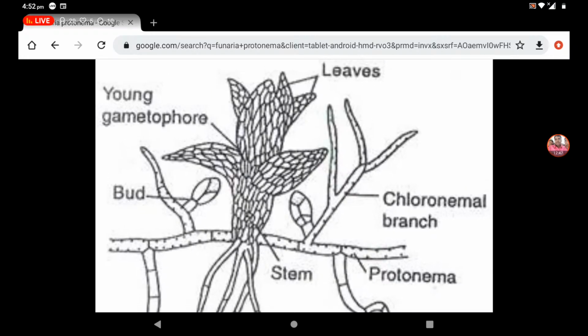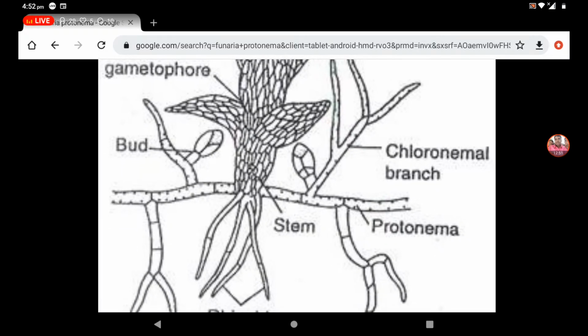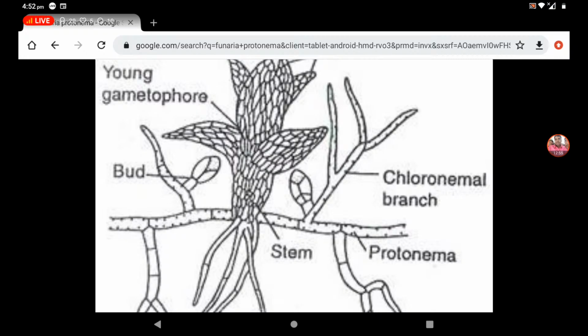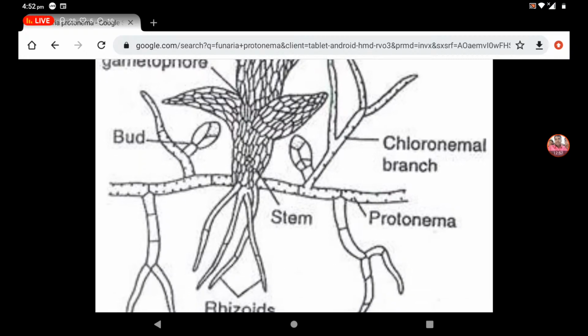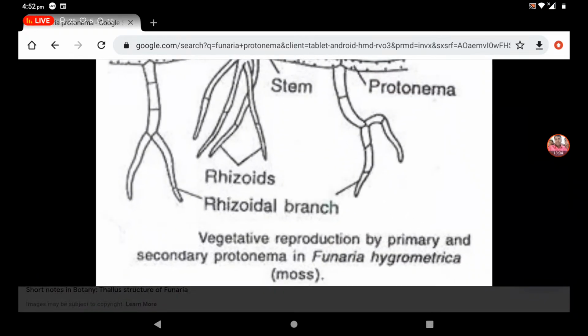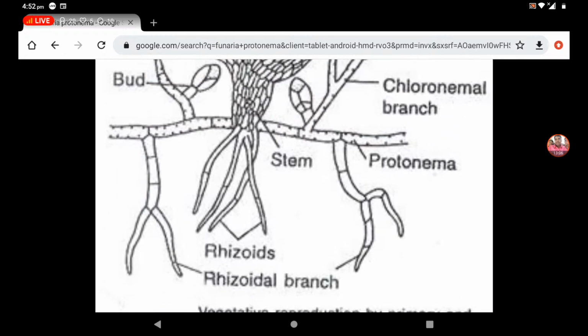So leaves are appearing on the screen. They are the leafy stage, that means leaves are present. And Protonema is a filamentous structure which can be grown horizontally on the substratum, and also rhizoids, multicellular rhizoids are present.